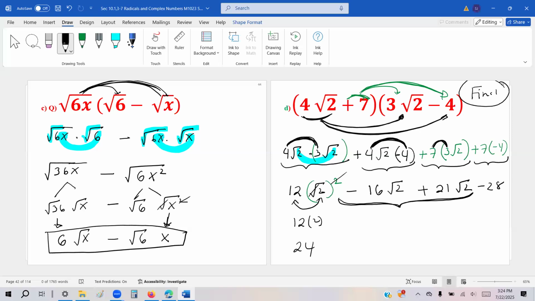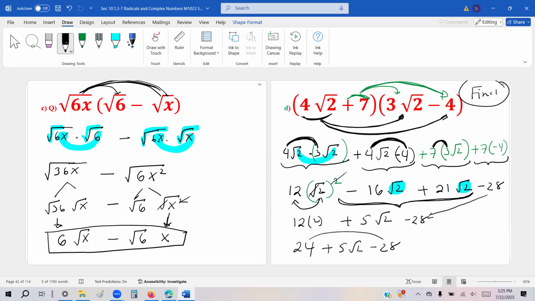Negative 16 root 2 plus 21 root 2. They are the same because they have the same radical portion. So how much do we get from the inside? Negative 16, positive 21. Positive 5 root 2. 21 minus 16 gives you 5. And this one we just bring down. So plus 5 root 2 minus 28.